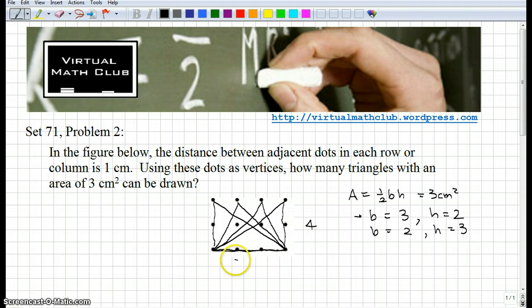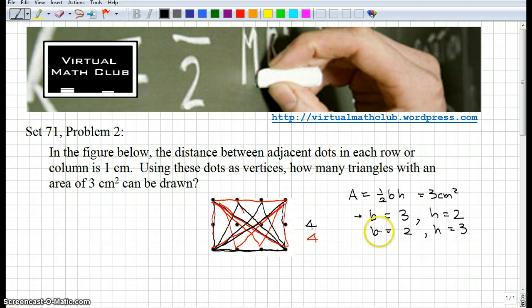So there's 4. And then if I flip this upside down, I'm going to pick up another color here. So I could use this as the base, and I can draw 4 more, right? So one there, one there, and one here, and one over here. So there's 4 more. So 4 plus 4 gives us 8.